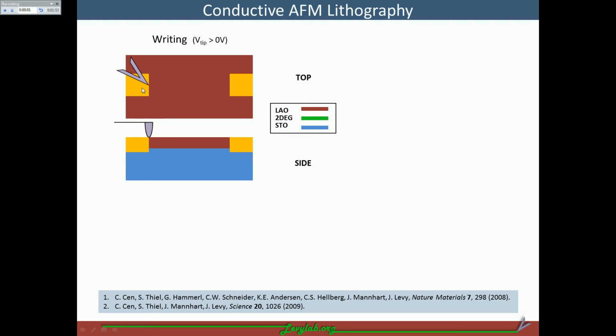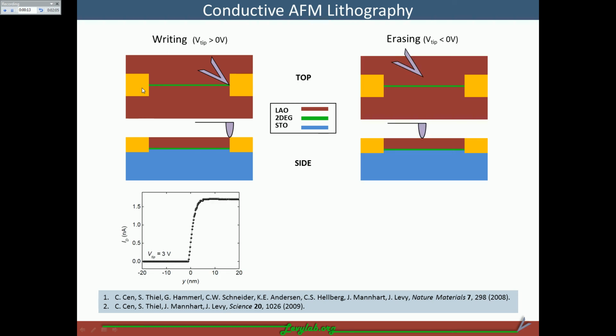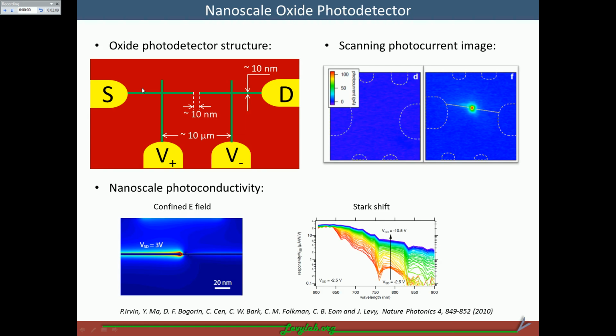For those of you who have been sitting in this room since the beginning of this session, you must have seen this animation a couple of times. So again, positive voltage can be used to create nanostructures, while negative voltage can be used to erase them. With this technique, we can create a nanoscale photodetector at the interface of this oxide heterostructure.